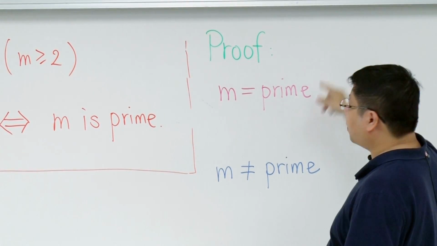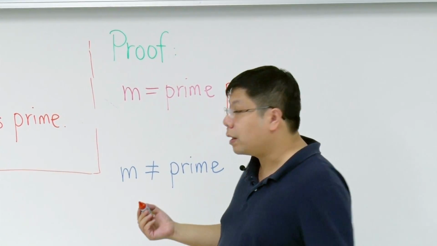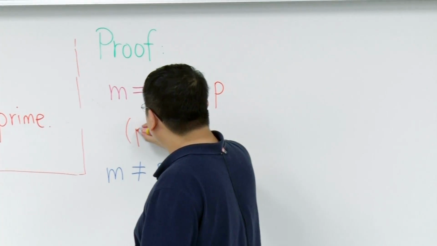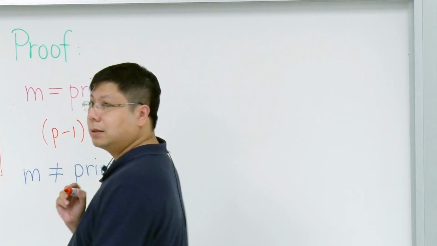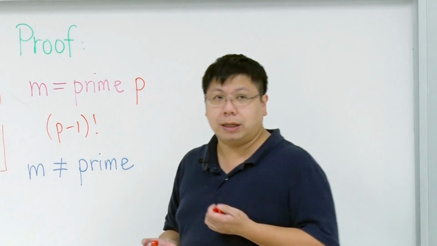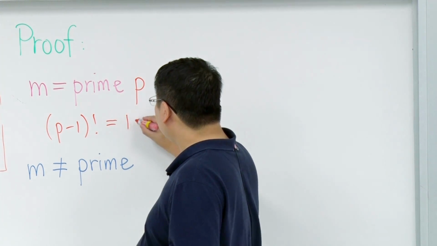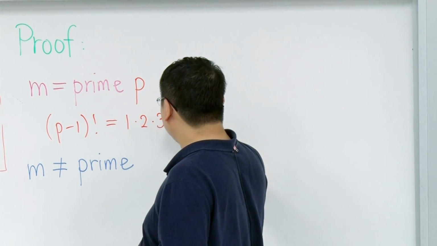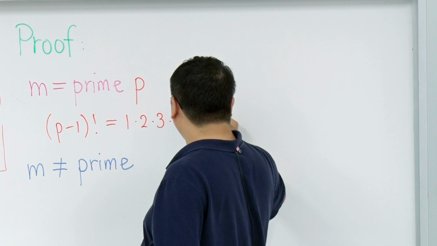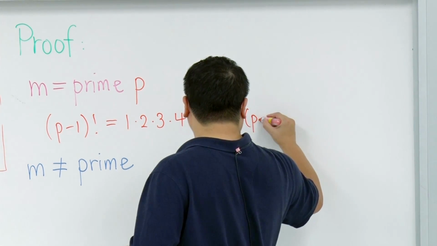Because m is equal to a prime. Let's say m is equal to prime p. That's what we are going to look at. We are going to look at p minus 1 factorial, right? We want to check what is the remainder when it is divided by p. So p minus 1 factorial is equal to 1 times 2 times 3 times 4 times ... up to p minus 2 and then p minus 1.